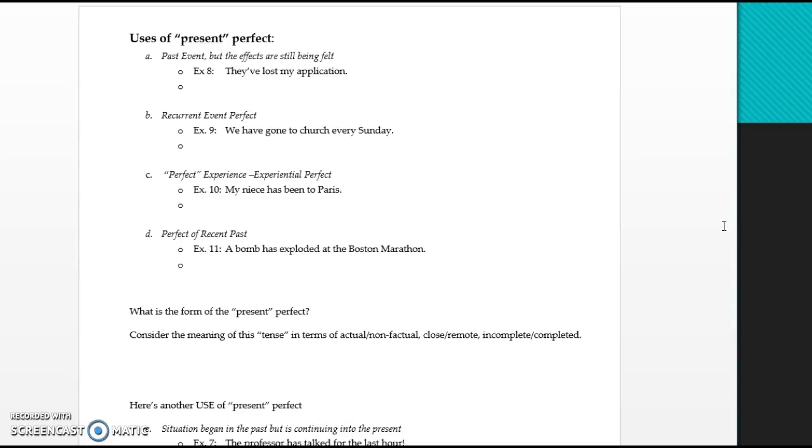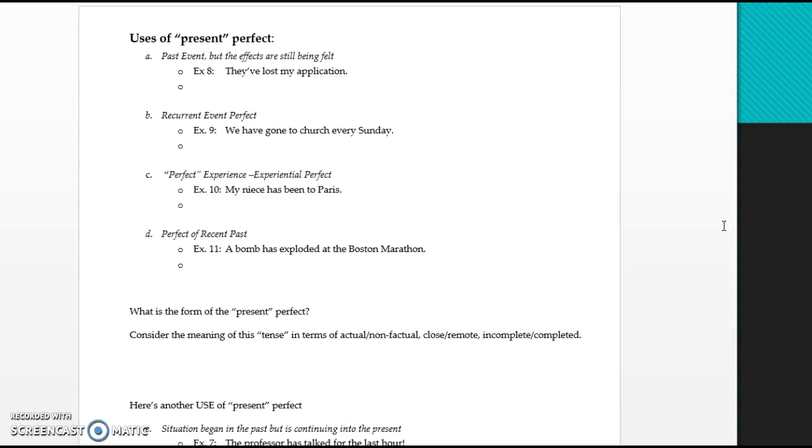And the fourth one is the perfect of recent past. Sometimes we use present perfect to express an event that has been really, really recent, like a bomb has exploded at the Boston Marathon. We could say a bomb exploded at the Boston Marathon, but that doesn't give us the meaning of recent past. Make sure that you're writing your own.